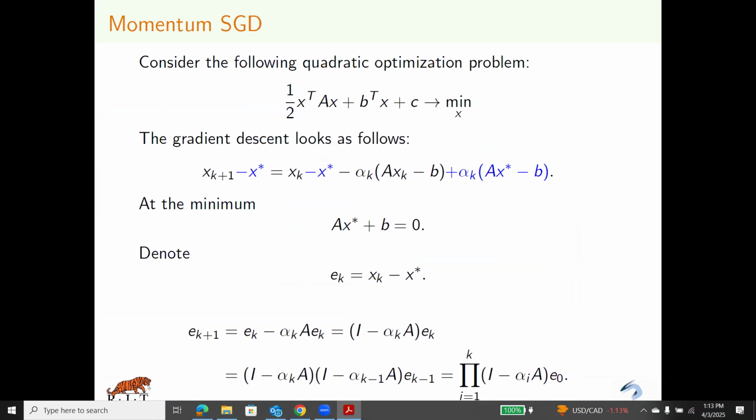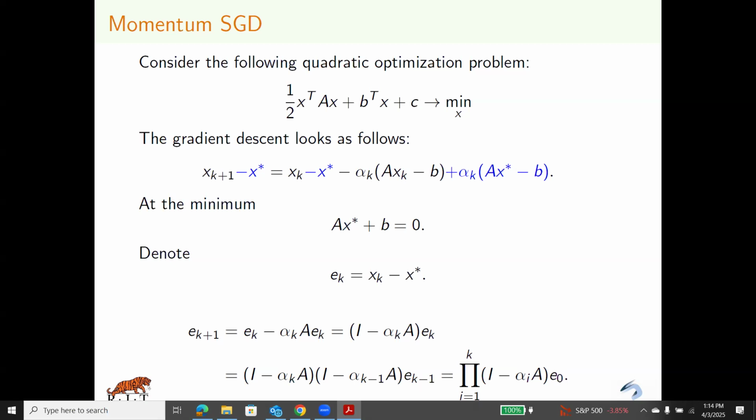And in black, there's the gradient descent algorithm. Then, if my minimum point is x star, I can subtract it from both sides of the equation. It won't change anything. And also at the minimum, the gradient is 0. So it means that A times x star plus b, which is the gradient of this quadratic function, will be 0. And it means that I can add this term to my equation. Then we denote these differences by epsilon, the error. And then this equation will take this form: the error is equal to the error on the previous step minus learning rate times matrix A times error. Or we can factor out the error, and we will get this operator, identity matrix minus alpha times A.